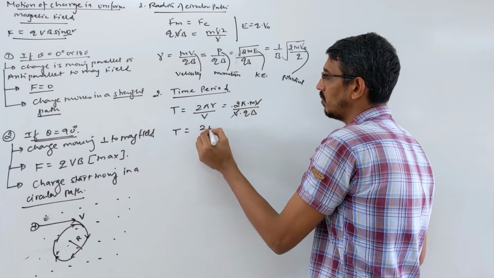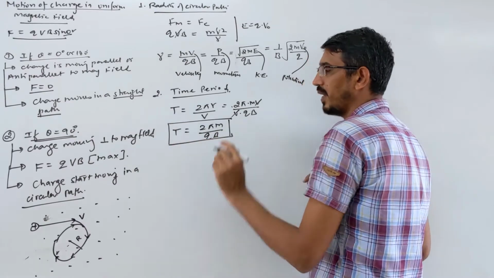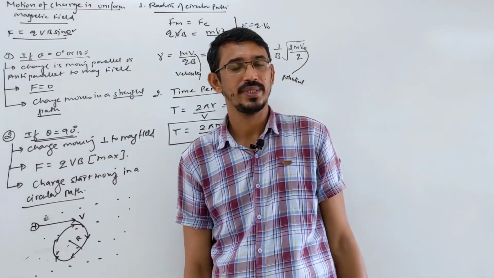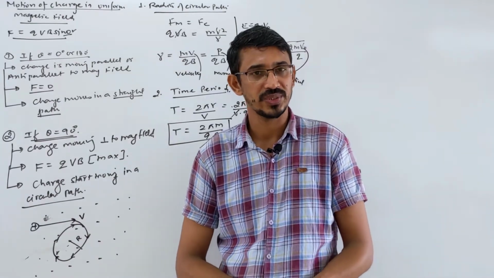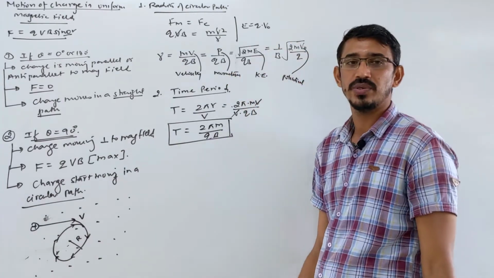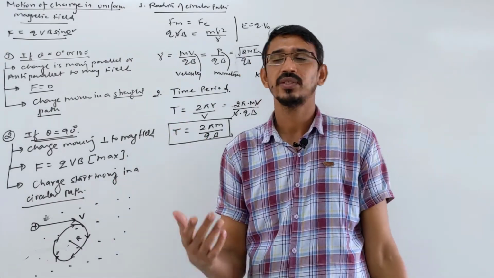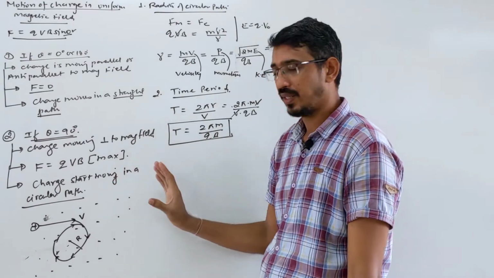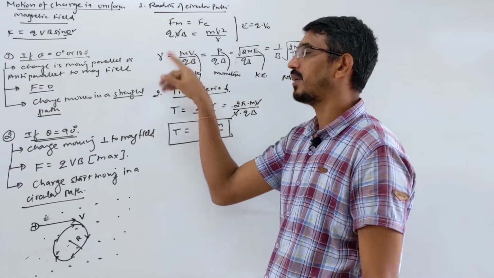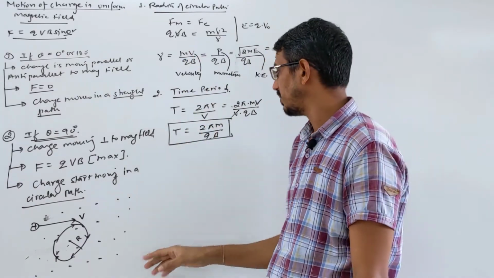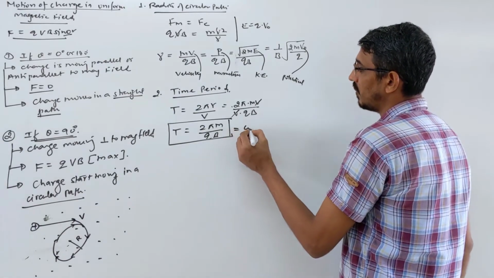Very simple: 2 pi m upon qB. If you watch carefully, in this formula everything is constant: 2 pi is constant, the mass of that particle is constant, the charge is constant, the magnetic field also constant. It means the time period is always constant. When a charge is moving through a magnetic field, there are two variables only: velocity and radius. Velocity and radius will change, but in this formula radius and velocity are both not there.